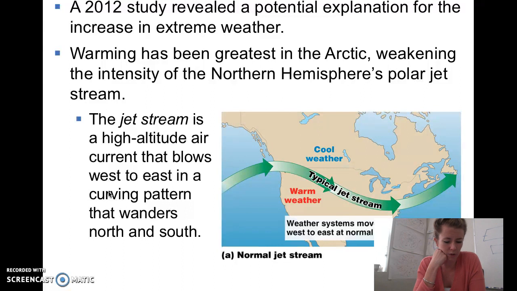So there was a study done in 2012 that revealed a potential explanation for the increase in extreme weather. Warming has been the greatest in the Arctic, up at the North Pole, and it has weakened the intensity of the northern hemisphere's polar jet stream. So remember, we have this typical jet stream, which is an air current that moves weather systems west to east at a normal rate. It's a high altitude air current that blows west to east in a curving pattern that wanders north and south. So this is normal.